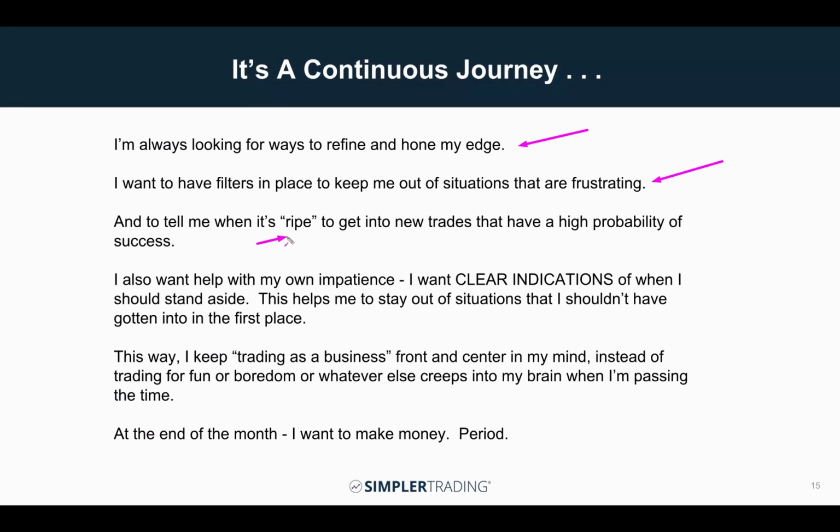So that's the two things that I see there. One is knowing when to avoid situations that have a high probability of failure, even though we may not know it at the time. And then two, actually kind of waving the flag saying, hey, now's a great time to get in.